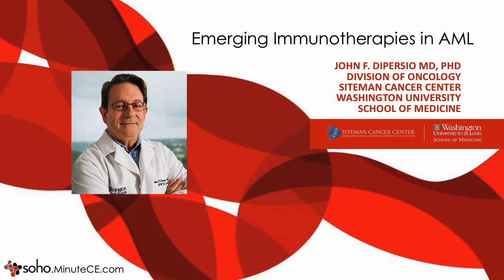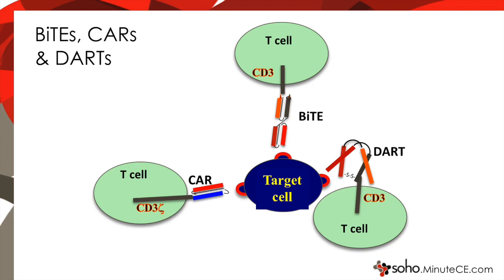AML is a difficult disease to target, and for that reason, we've elected to use a cellular therapy called bispecific agents. But I'm here to really talk in general about how this might work to enhance the treatment of patients with AML. On the next slide, you'll see a cartoon of a number of potential immunotherapies for AML, and these include CAR T cells, bispecific T cell engagers, and dual affinity retargeting agents.